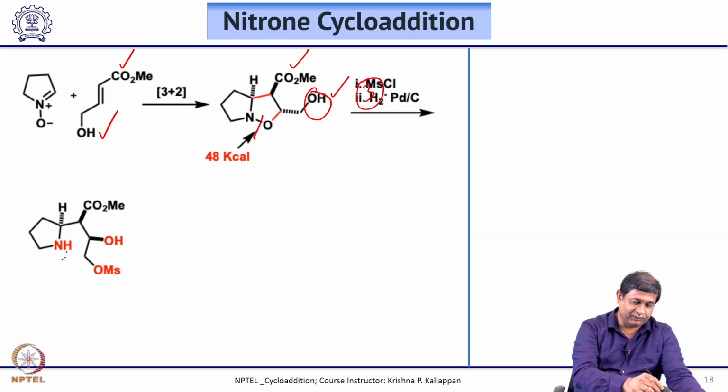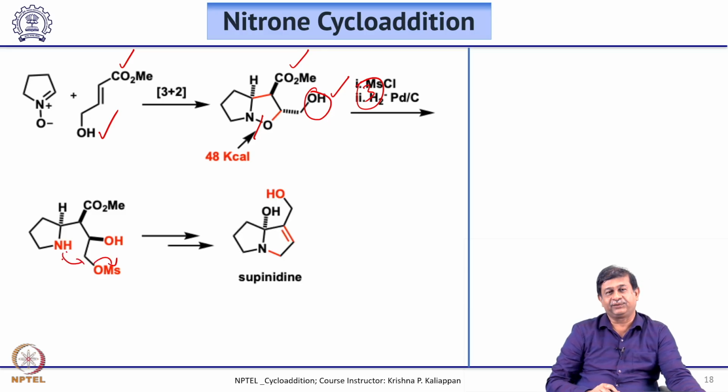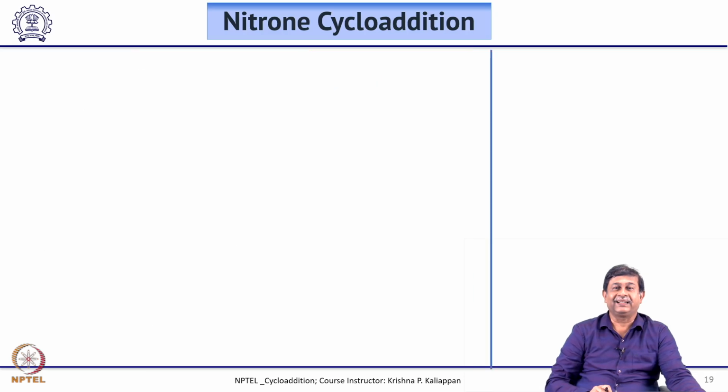So, what will happen now, the nitrogen intramolecularly will displace the mesylate through an SN2 reaction, and that can be used to make a natural product called supinidine. So, there are many such interesting conversions based on nitrone cycloaddition to several natural products.